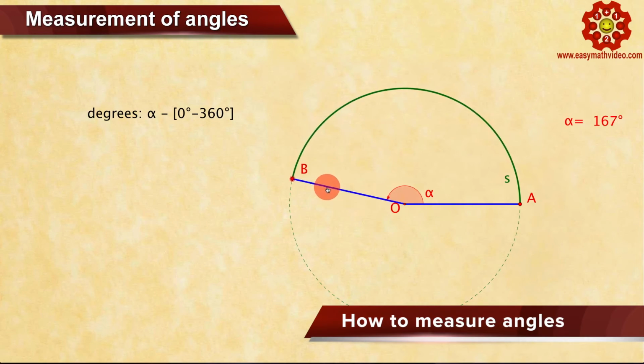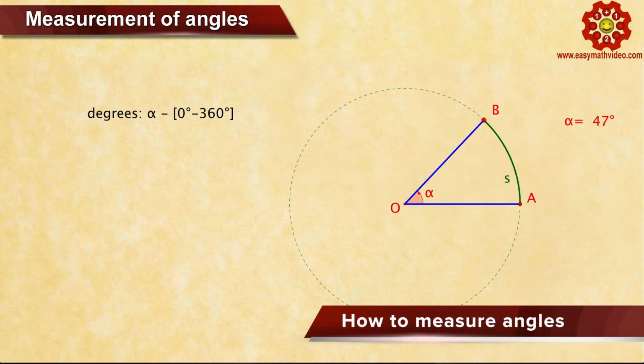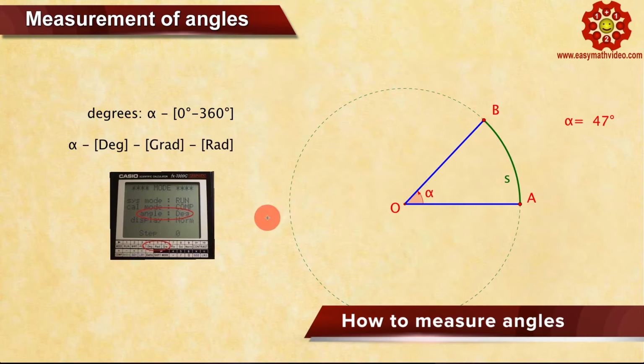Half of the circle is a full angle, and it has 180 degrees. The angles are not measured in degrees only. Just remember your calculator. There are usually 3 ways of measuring angles on the calculator. The first way of measuring angles is in degrees, which are marked with deg on the calculator.